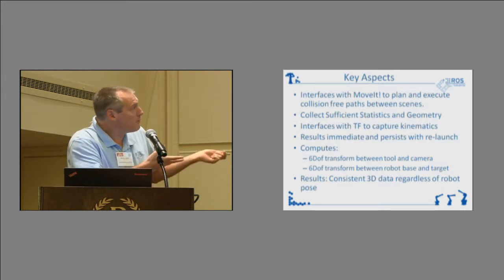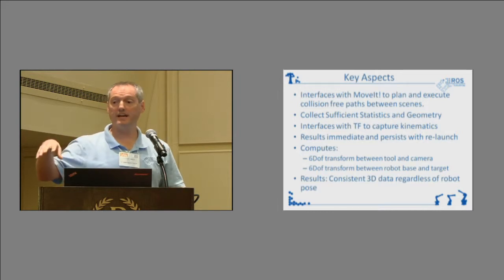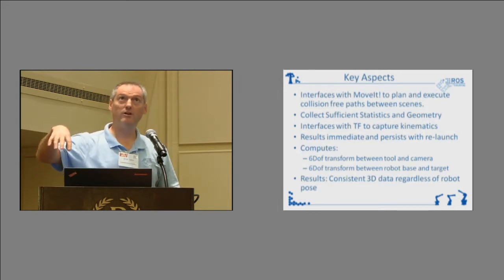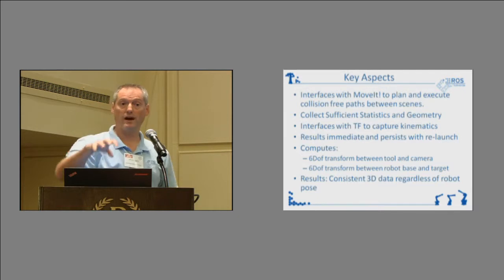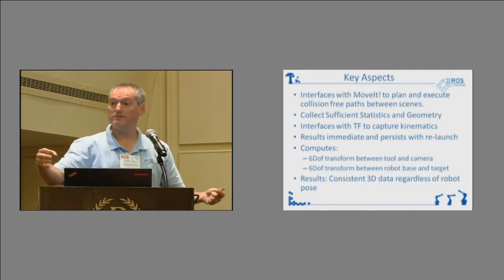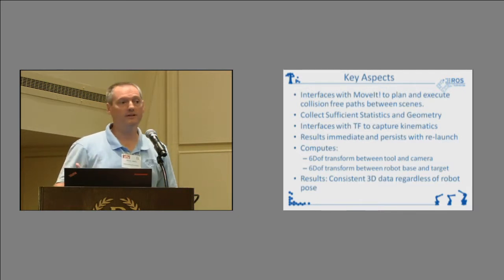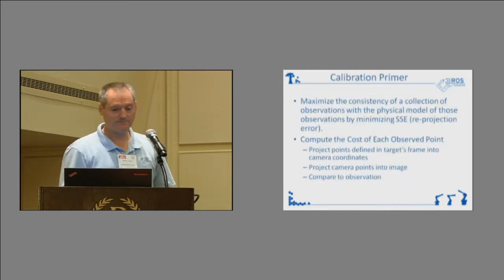And then when we're all done, we get a consistent set of 3D data from the robot, from the camera using the robot. Now we can move the robot all around and collect point clouds, and it'll all be registered to one another automatically. Okay, so how do we do all that?